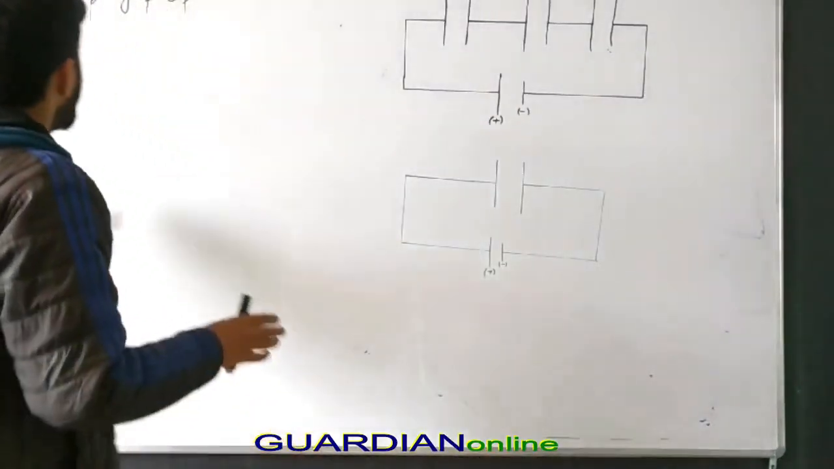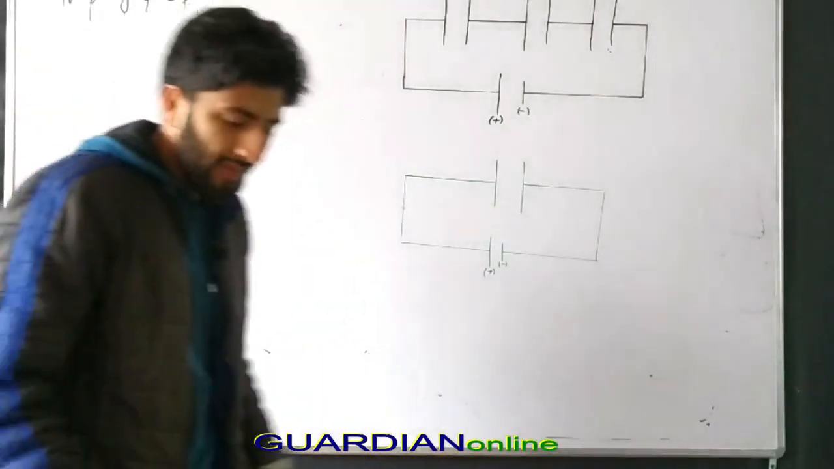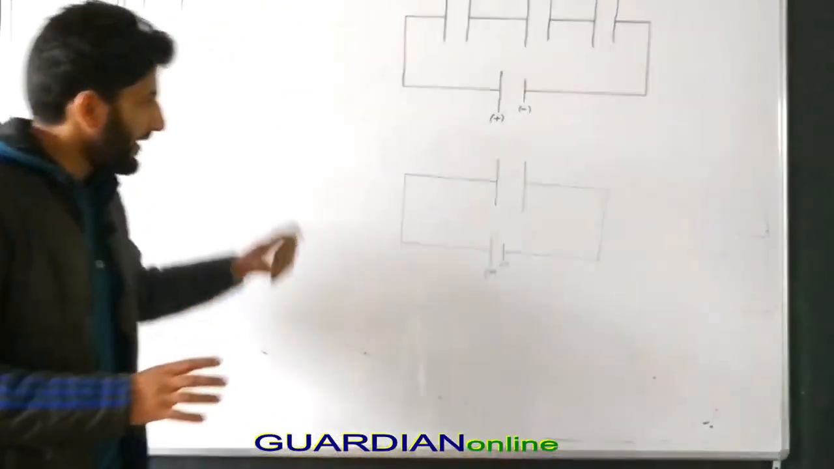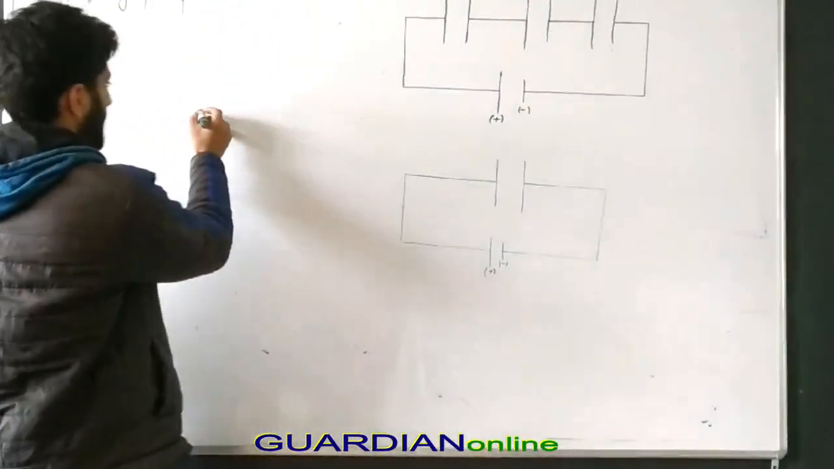Today we will see the simple grouping of capacitors. That means if we have capacitors, what types of combination are possible. Number one, let us first recall the capacitor itself.